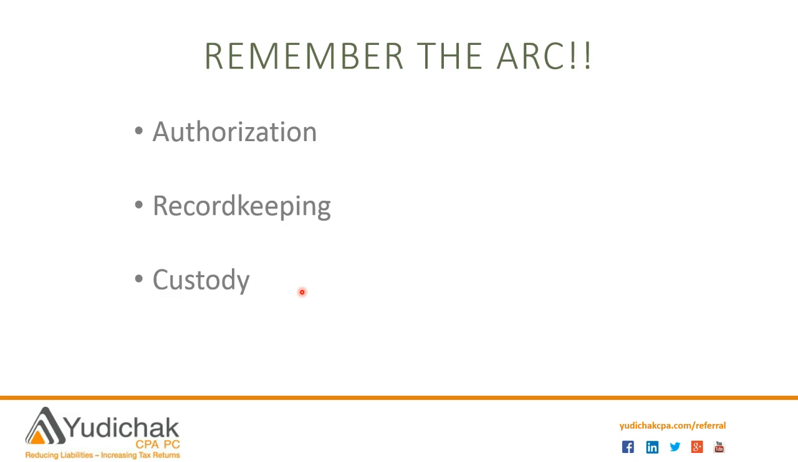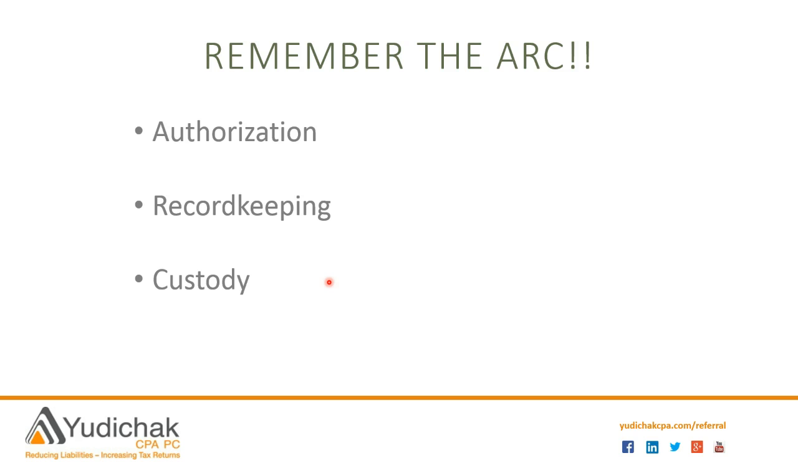Okay, so now if we're looking at this, let's just take a simple example. With authorization, that's the ability to write checks or maybe to pay bills online. The second one is record keeping. This is where the employee is also keeping the books within their accounting system. And then the final thing is where they have custody of the checks or custody of the money.